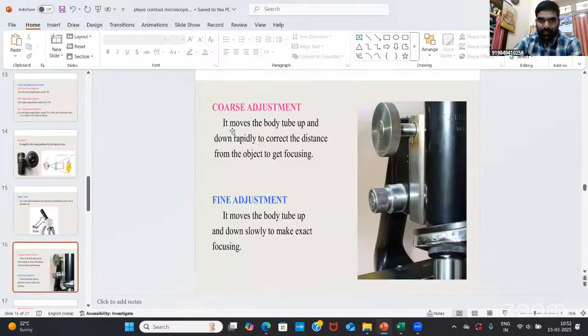Coarse adjustment. It moves the body tube up and down rapidly to correct the distance from the object to get it focused. Fine adjustment. It moves the body tube up and down slowly to make the exact focusing. For the focusing, there will be fine adjustment. To move the body up and down, the coarse adjustment is needed.